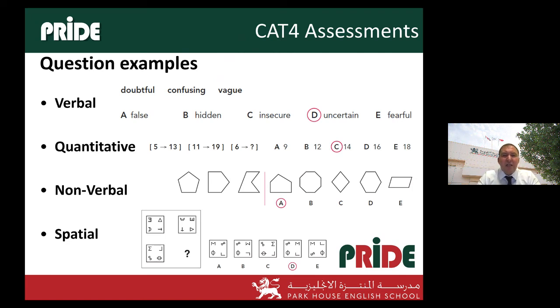Okay, so this is just a little example of what the questions look like. You can see it's a multiple choice question there, where you've got to work out what the next word would be. The quantitative one is again a number line, a sequence where you've got to choose the number. The non-verbal one is which shape is next in the sequence, and the spatial one is patterns of the diagrams down there.